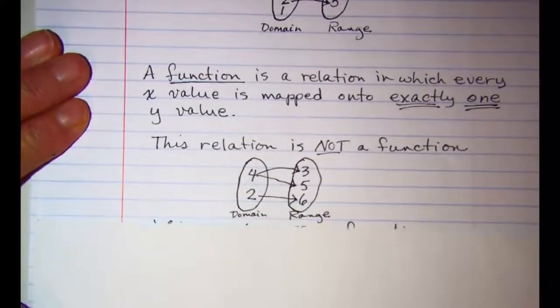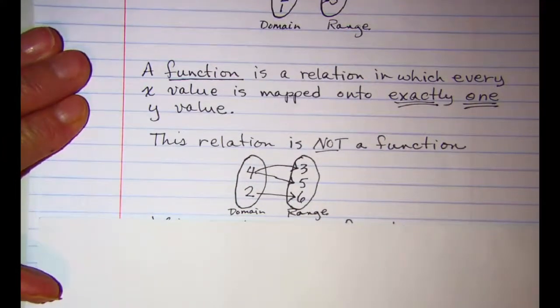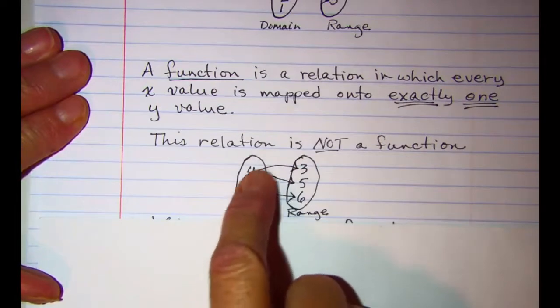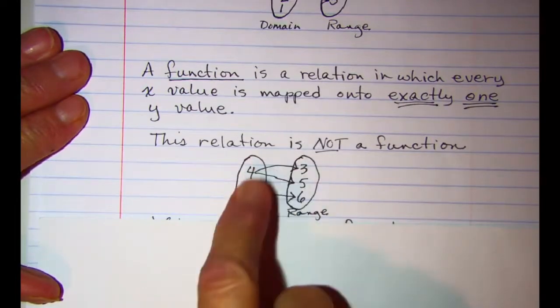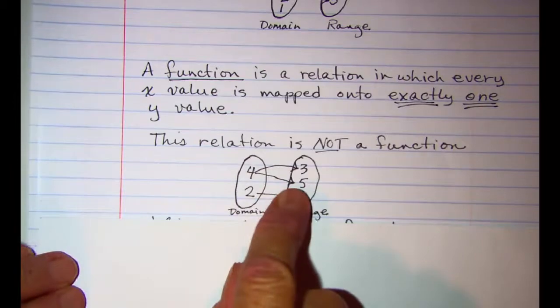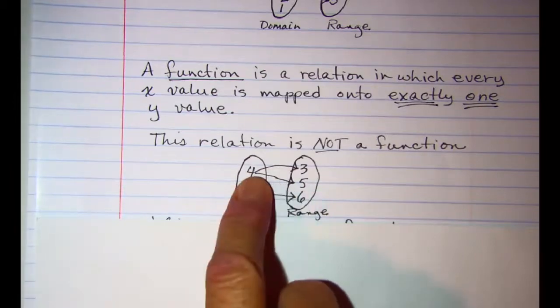This relation is not a function. Notice that 4 maps onto 3, but it also maps onto 5. So this one is not a function.